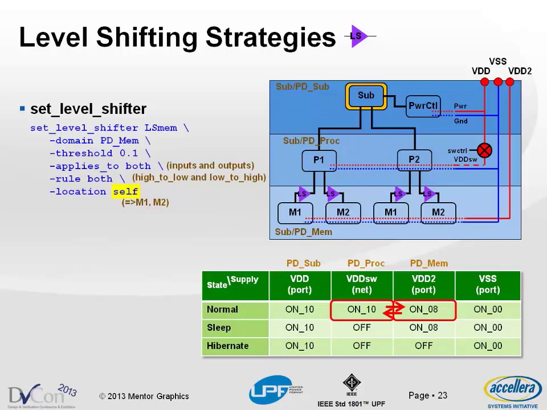There are a bunch of options here. It applies to domain mem in this case because we're going to put it on the inputs to the memory side. There's a threshold option that allows you to tune whether level shifting cells are inserted if there's just a tiny little bit of a difference in the voltage or whether it takes a larger threshold to cause them to be inserted. You can apply them to both inputs and outputs or individually one or the other. You can control whether they're applied depending upon the direction of shift. There are various options here. I'm not going to get into it. And of course, the location option is much like you saw with isolation.